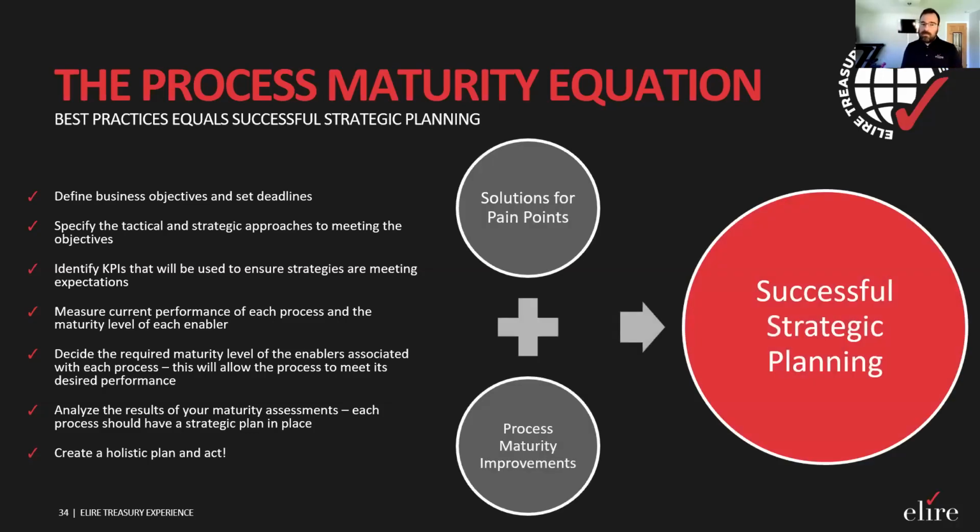So the equation that I'm trying to push here is that you figure out the solution for your pain points, and that translates to some kind of current state assessment of some level, right? Then you can identify process maturity improvements, and those two elements ultimately drive successful strategic planning. And so that's ultimately the best practice approach on how to get to successful strategic planning.